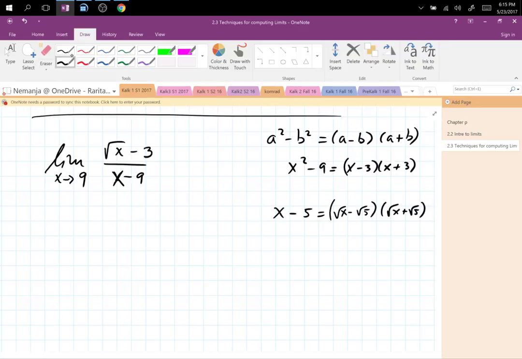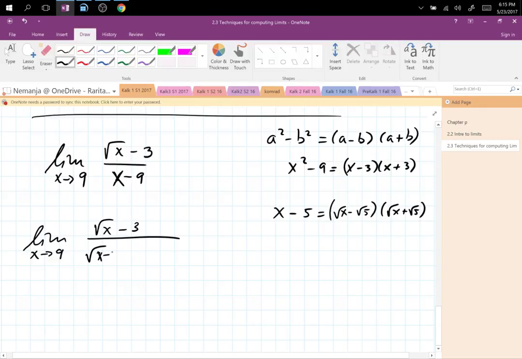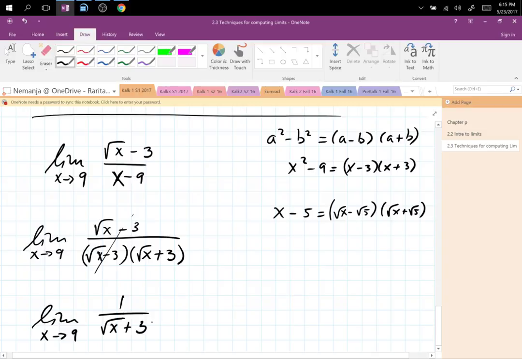So I can use that here and copy the numerator as is, but the denominator becomes root x minus 3 times root x plus 3. And you see that these guys cancel, leaving you with 1 over root x plus 3, which works out to be 1 over 6.